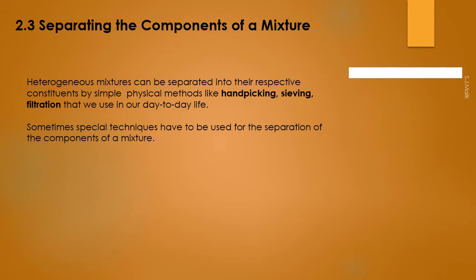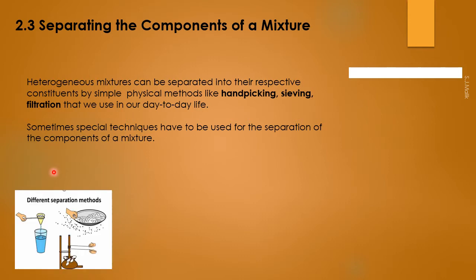Heterogeneous mixtures can be separated into their respective constituents by simple physical methods like handpicking, sieving, and filtration, and these are methods that we use in our day-to-day life. Sometimes we use some special techniques also to separate the components of a mixture. So one by one we will see what these special techniques are that we use in our daily life and in the laboratory to separate the components of a mixture.